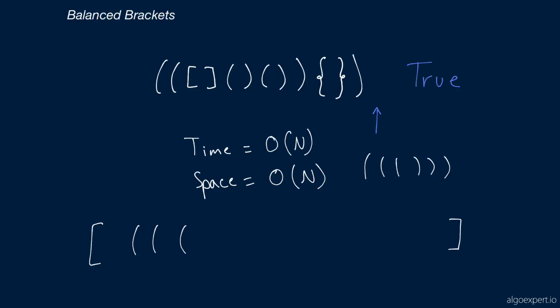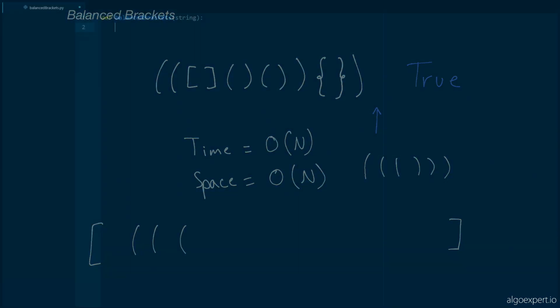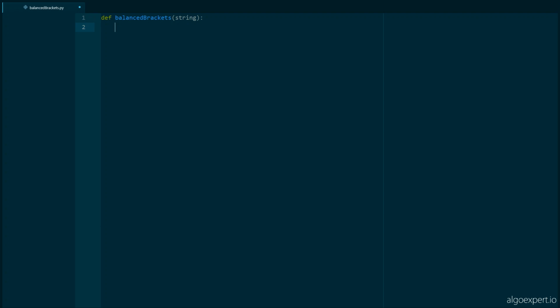Now that we've covered the conceptual overview, let's dive into the code implementation to see what this looks like. All right, so we've got our balanced brackets function defined, and it takes in a string of brackets. And the first thing we're going to want to do is initialize some variables. So we'll start with opening brackets. This variable is just going to be a string of all the different opening brackets.